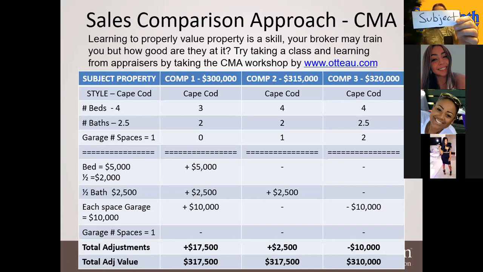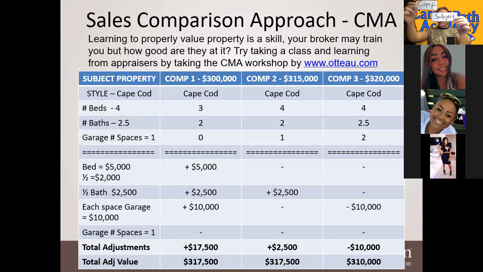If the subject property has a feature that the comparable property is missing, we have to figure out the value of that feature and add to its value to bring it up to the same level as the subject property. See, we're trying to bring it to the same level. If the comparable property is missing a feature, we've got to add to its value to bring it to the same level. If the comparable property has a feature the subject property doesn't, we have to determine the value of that different feature and subtract it to make it exactly the same.